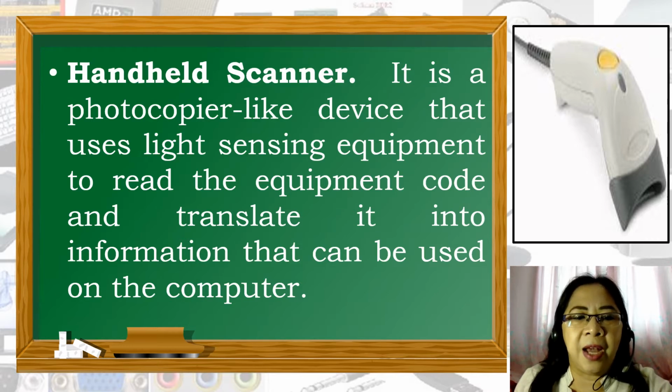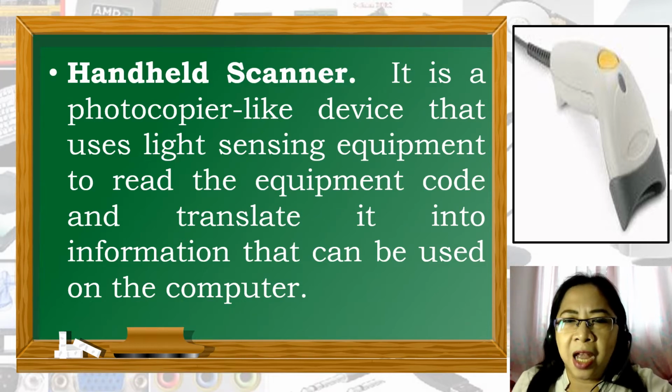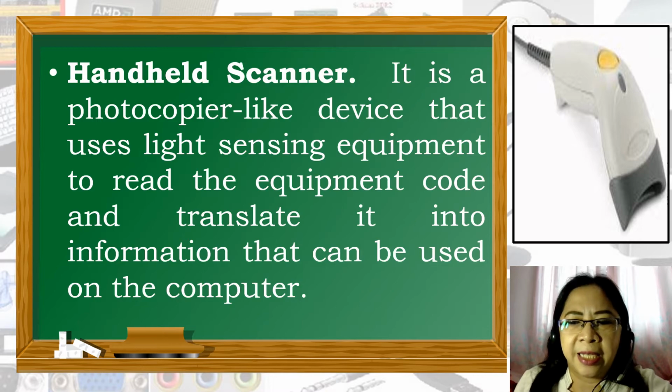Next scanning device is the handheld scanner. It is a photocopier-like device that uses light sensing equipment to read the barcode and translate it into information that can be used on the computer. The handheld scanner is usually used by cashiers in groceries and department stores to scan the barcode by holding the device.